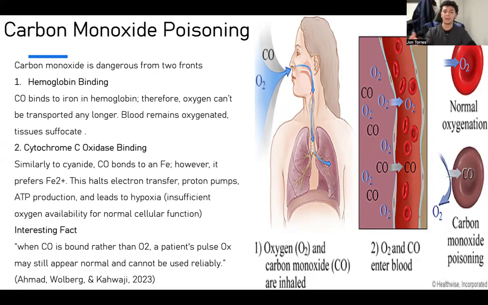Therefore, oxygen can't be transported any longer. If our red blood cells, with their hemoglobin, are bound by carbon monoxide, that means oxygen can no longer bind to them. And carbon monoxide will actually outcompete the oxygen. So now we've got these red blood cells with carbon monoxide. Well, that doesn't do us any good.